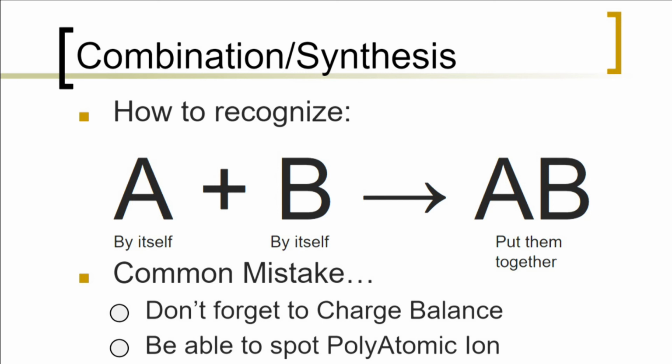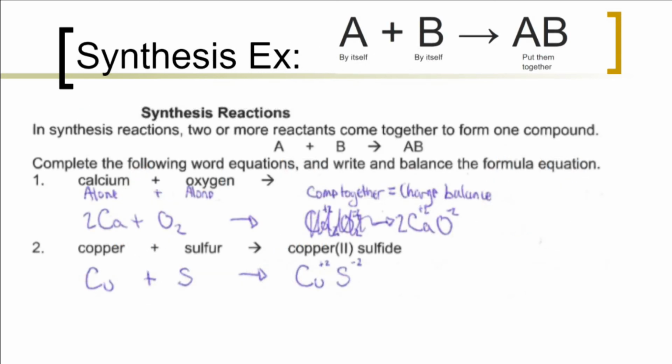When you put them together, there are some common mistakes. The biggest common mistake is that people forget to charge balance them. Remember that you have to put the charges on the top and then switch them. The charges on the top are how you can determine how many of each one you have. So make sure that you do that switch, right? Put them together and then flip that switch. Don't forget to charge balance. Watch out for the polyatomic ions. The polyatomic ions, remember, are counted as one element, so keep that in mind. If you want to go to the next slide, we'll look at some examples.